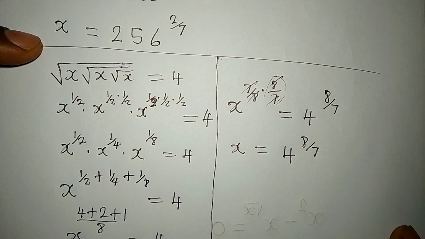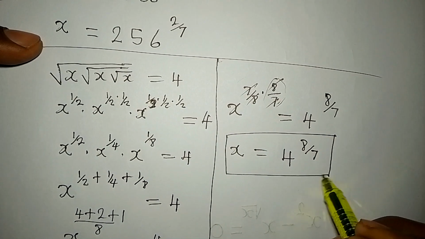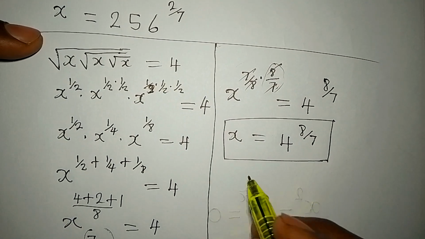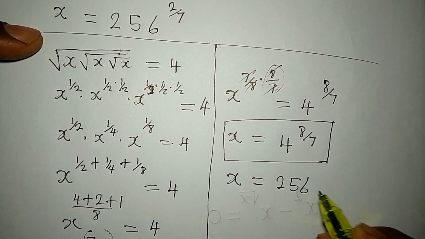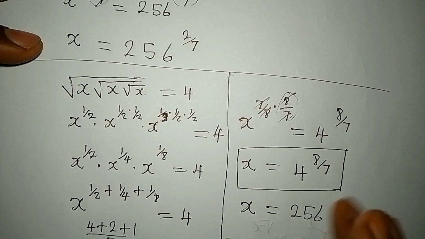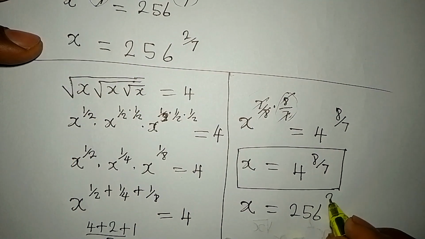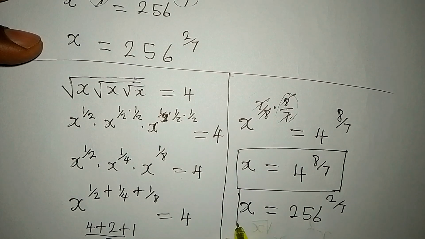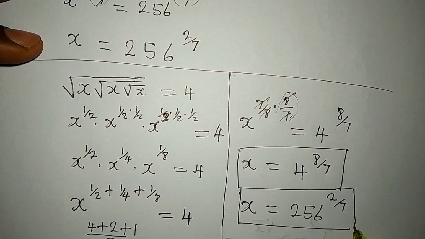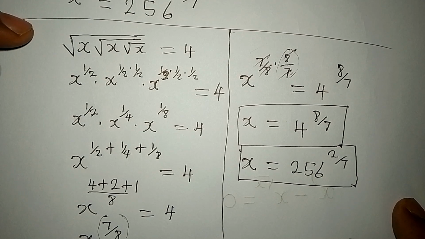But the question is this: from the second method, this is what we have as the value of x. From the first method, we had x equal to 256. Okay, let's show it. We had 256 to the power of 2 over 7. Now, the question here is this: do you think the two values are the same?